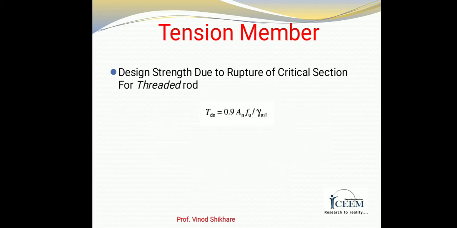Now design strength due to rupture of critical section for threaded rods is given by TDN is equal to 0.9 An Fu divided by rho m1, where An is the net root area at the threaded section. These are the formulas for different sections, for single angle section, for plate, and for threaded rod for design strength due to rupture of critical section.